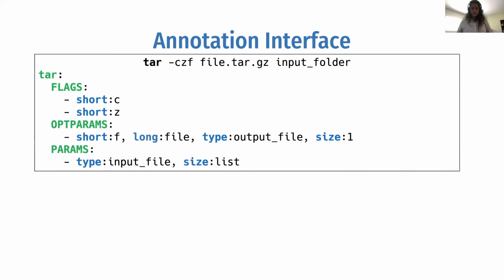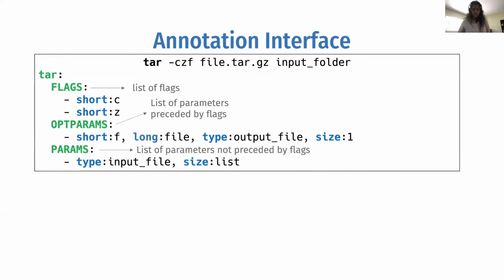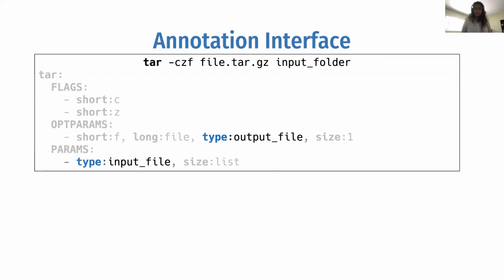POSH's annotation interface allows developers to specify this information. This annotation for tar -c here includes a list of arguments, of which there are 3 types: flags, parameters preceded by flags, and parameters not preceded by flags. Most of this information is information that something like getopt or argparse would have about parsing the command line interface for tar. But annotations additionally include this type assignment for each argument, so POSH knows which argument strings correspond to files and how these will be used.